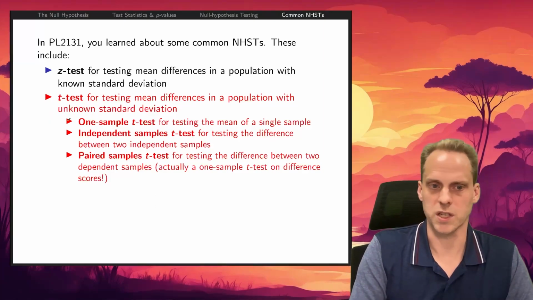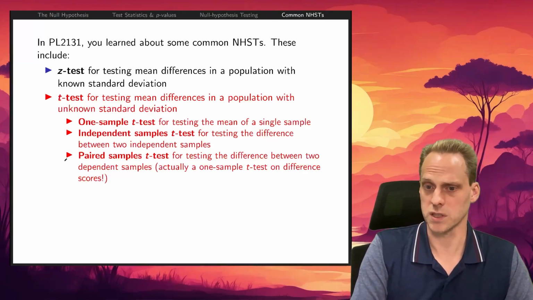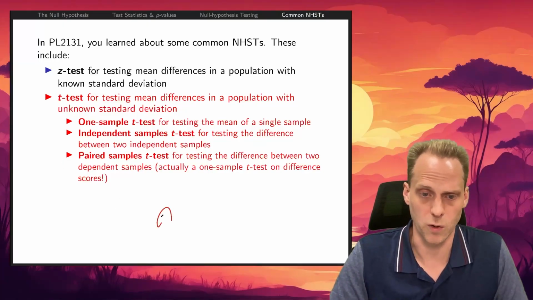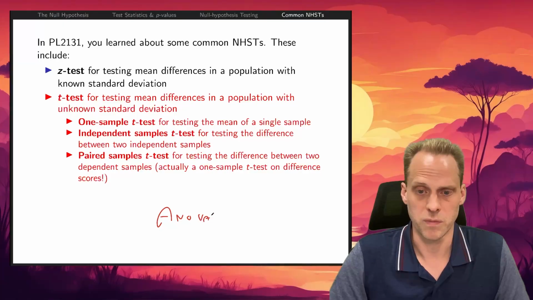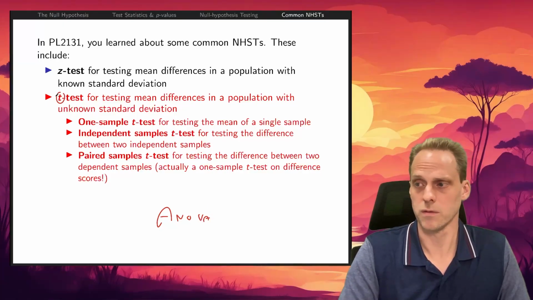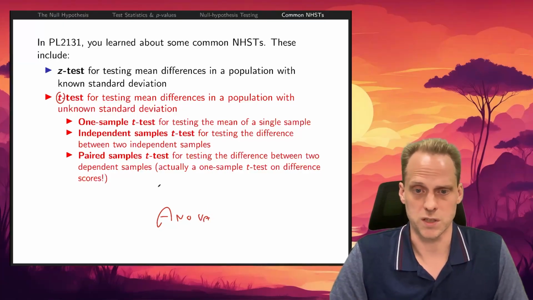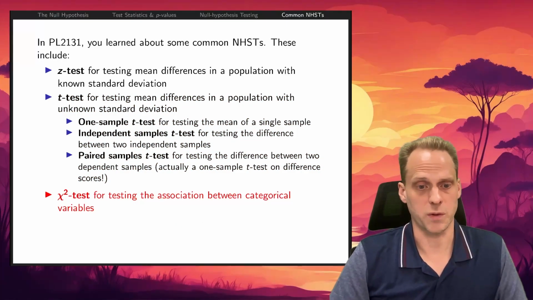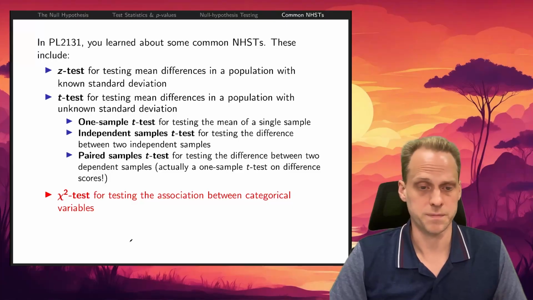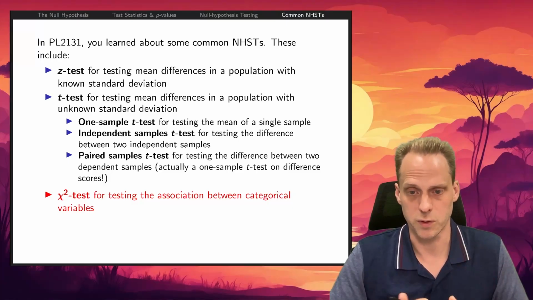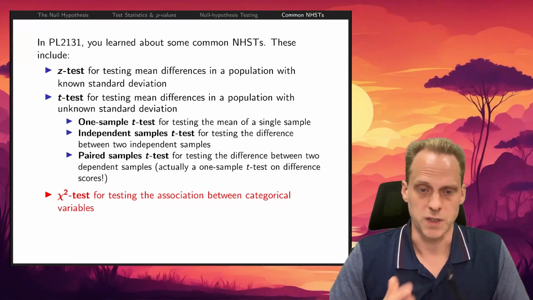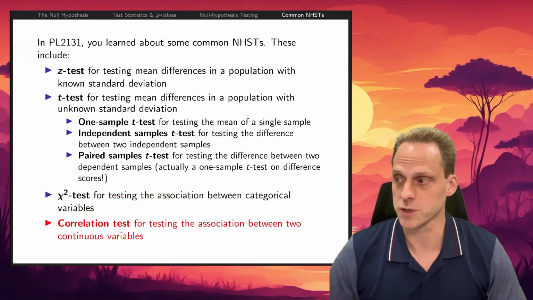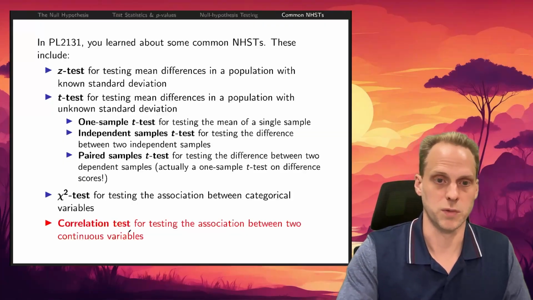Then you have things like a one-sample t-test, independent-sample t-test, and paired-sample t-test. We're not going to look at those in this course. We're going to look at something we call ANOVA, which is basically the same, but we will see these test statistics a lot for parameters in the model, which also uses the same logic. You have also seen the chi-square test for testing association between categorical variables, which looks at whether there is a relationship between the levels of two discrete categorical variables. And the correlation test for testing association between continuous variables. These you probably already know.